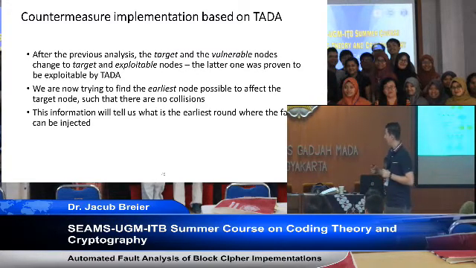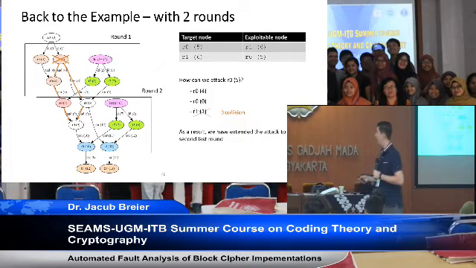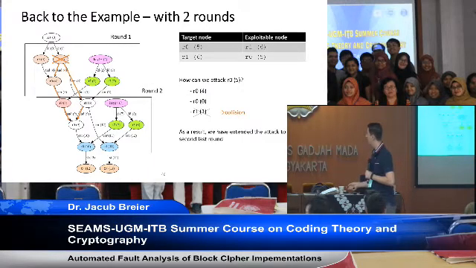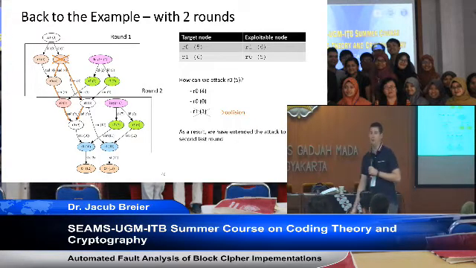Let's take back our example, but in order to demonstrate this, let's just add one more round. So everything is the same. We still have one AND instruction in one round. And we still have two key nodes which are added into the intermediate values.